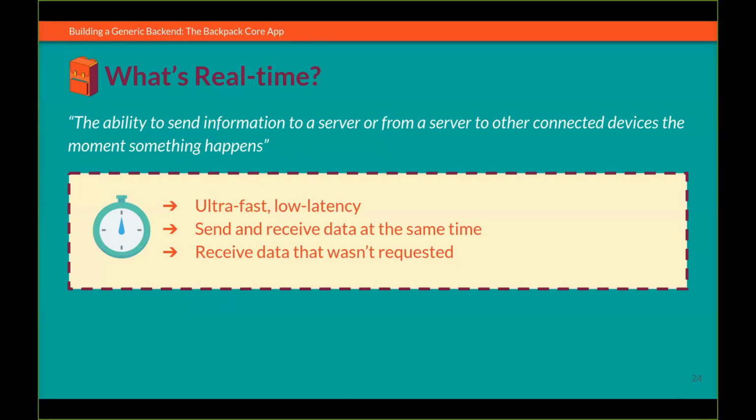The next challenge was to create generic real-time functionality. But first, what's real-time? Real-time refers to the ability to send information to a server or from a server to other connected devices the moment something happens. Real-time communication is ultra fast. You can send and receive data at the same time, and you could receive data that wasn't explicitly requested.